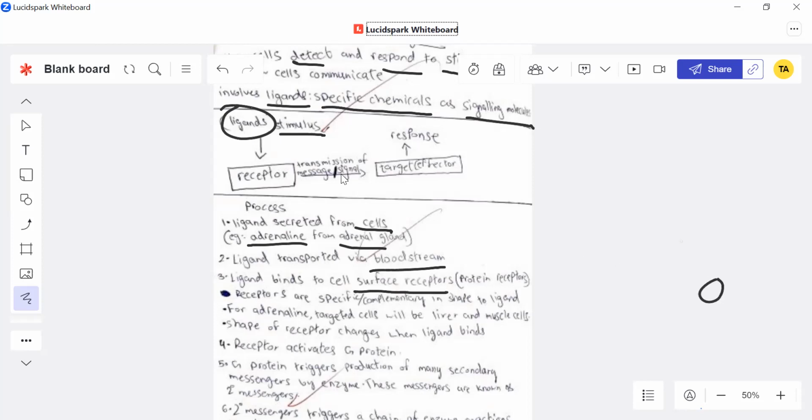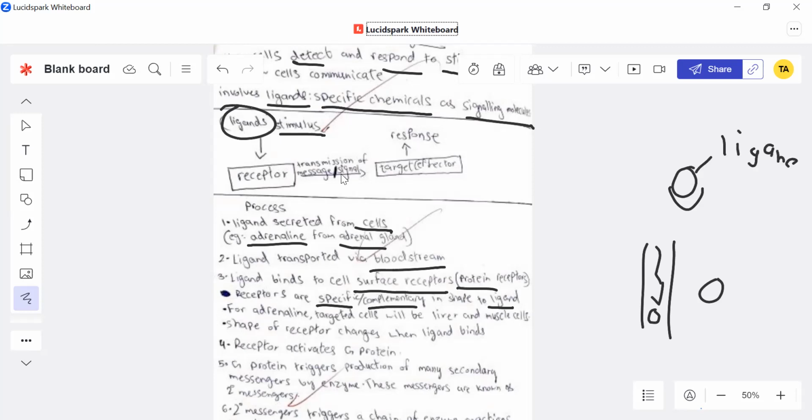surface receptor. So this is the bloodstream, and the ligand will reach the cell where it wants to do its response. The cell has cell surface receptors, or protein receptors. I told you earlier, proteins act as cell surface receptors. So the ligand would bind to the cell surface receptor. The receptor is specific, or complementary in shape, to the ligand. So for example, this is the protein and this is the ligand, and they are complementary in shape, so they would fit in perfectly.